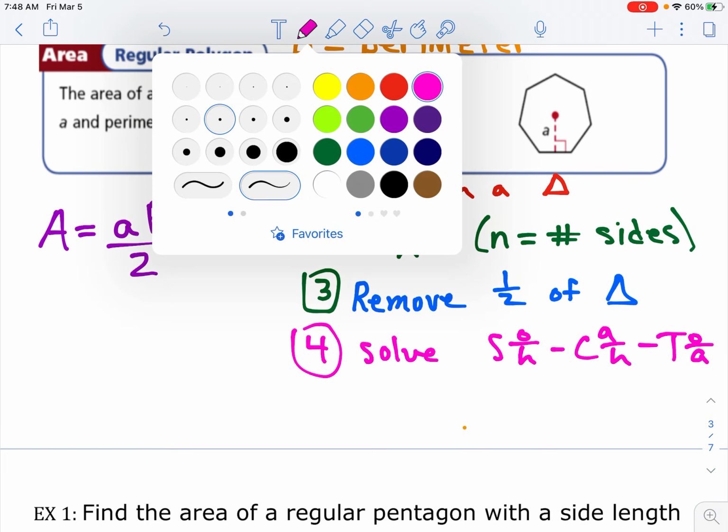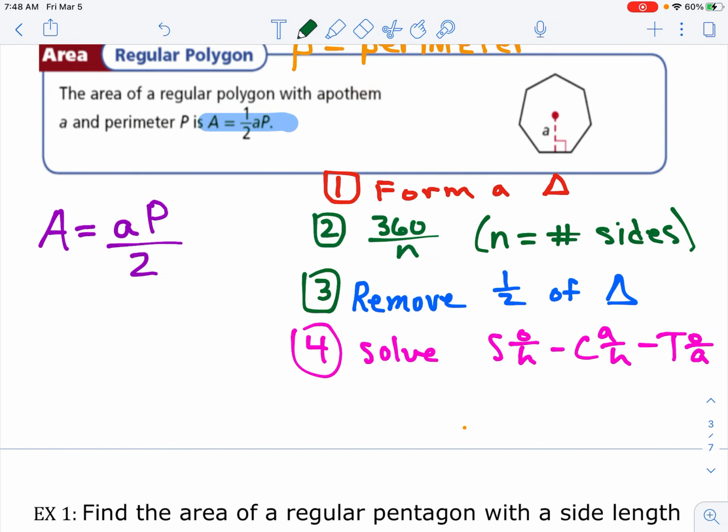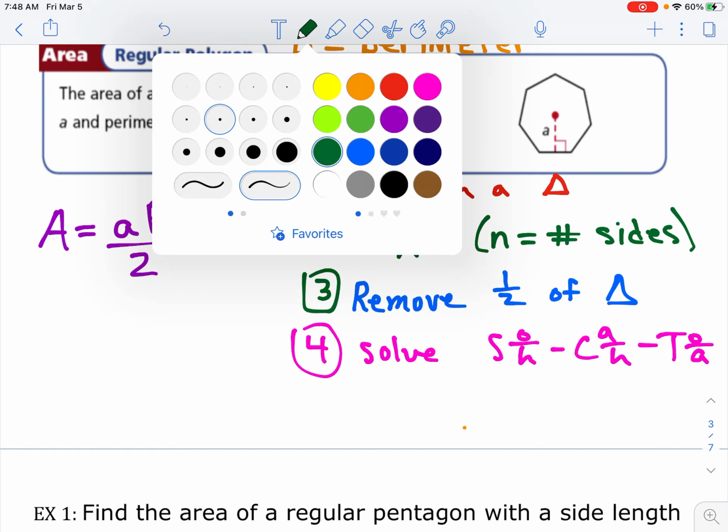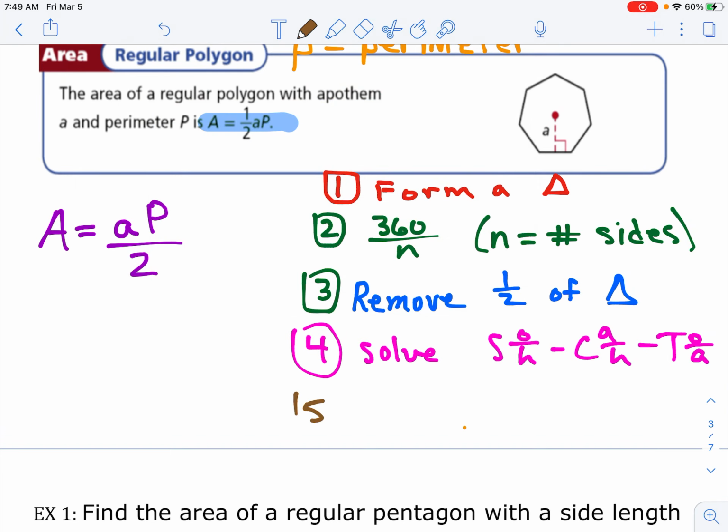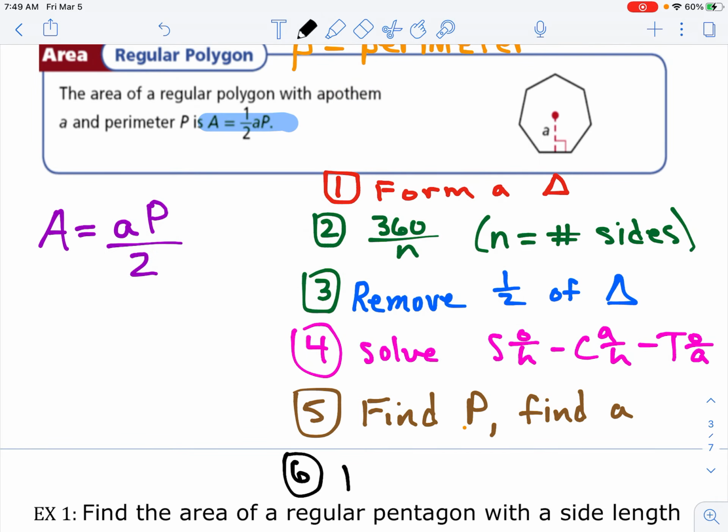All right, so we're going to solve for the missing piece, either the perimeter or the apothem, whichever you call it. All right, after we solve for the missing piece, we're going to make sure that we find the perimeter, P, and we find A, the apothem. Once we have both of those pieces of information, we plug it into the formula.